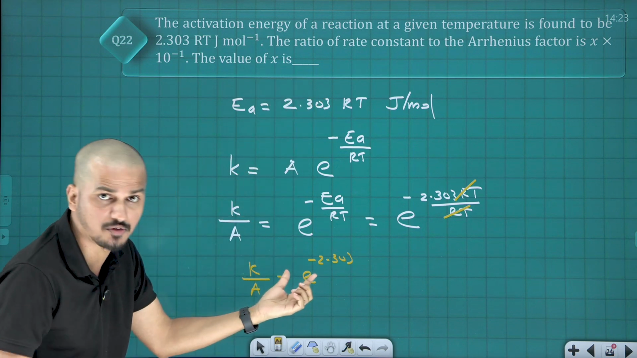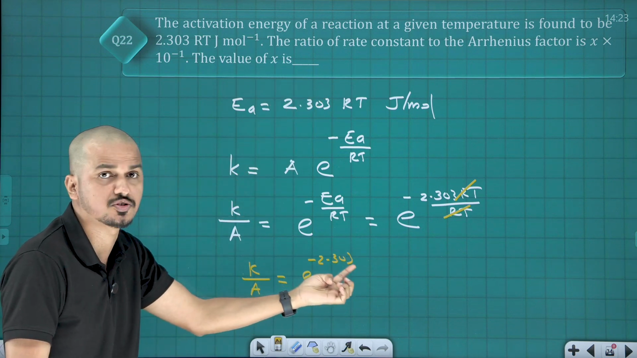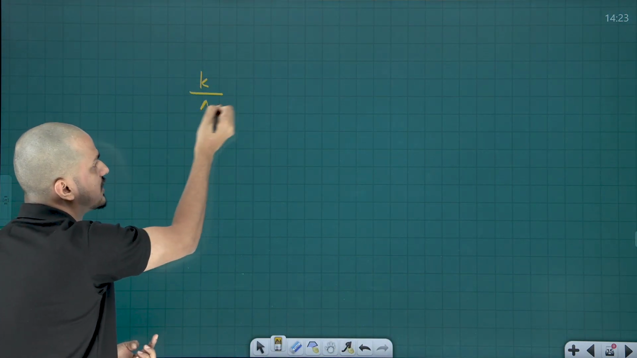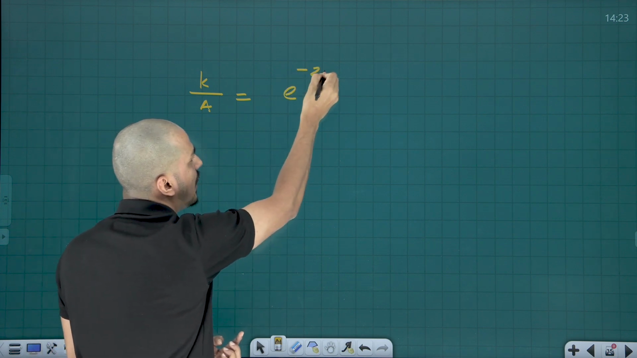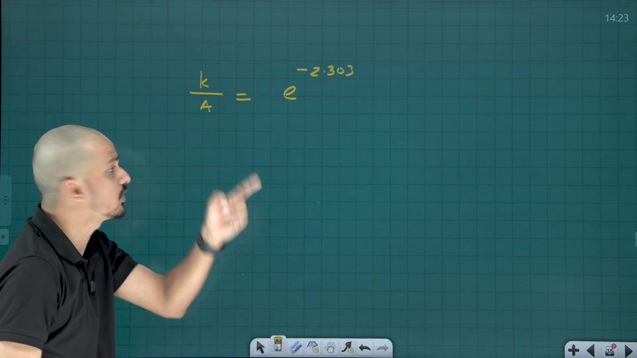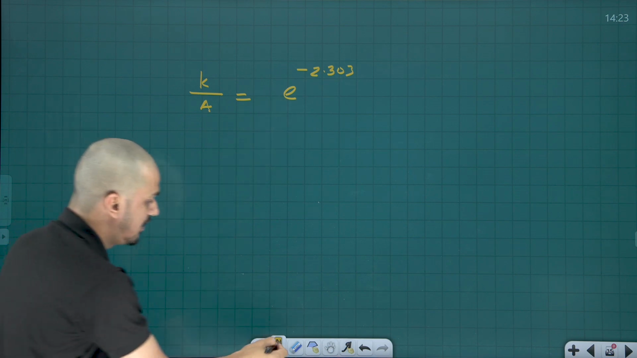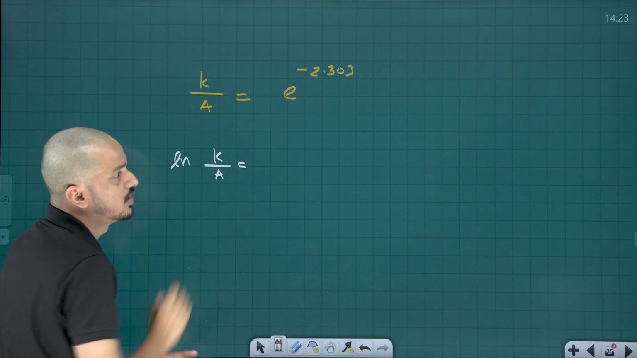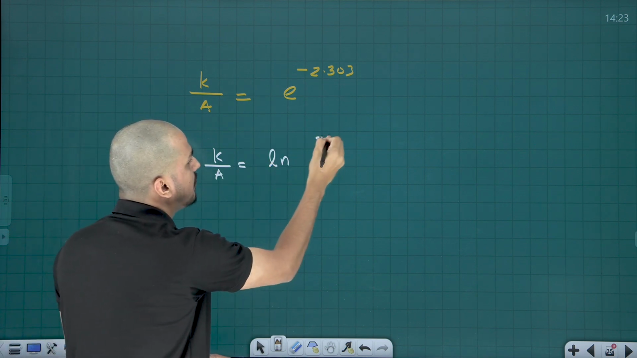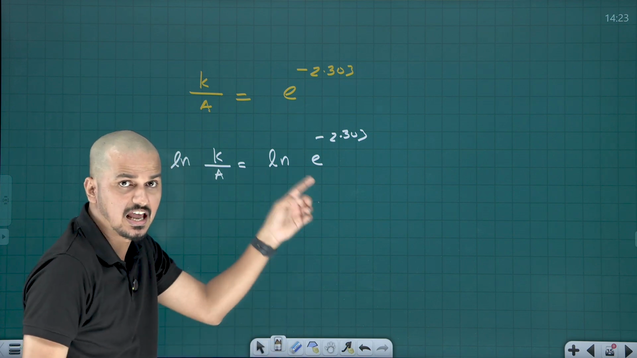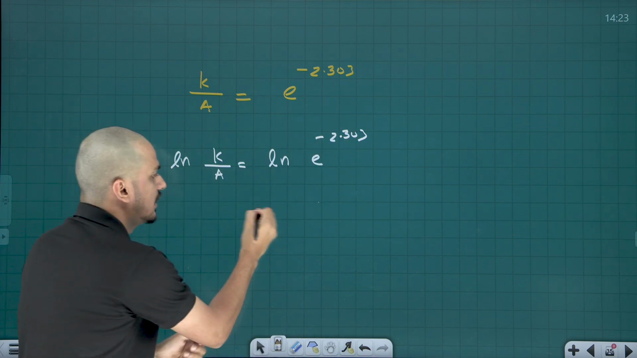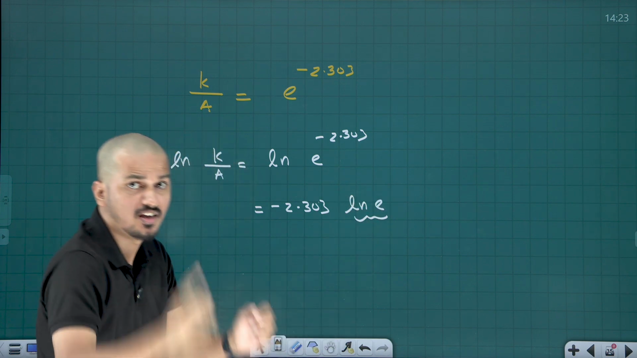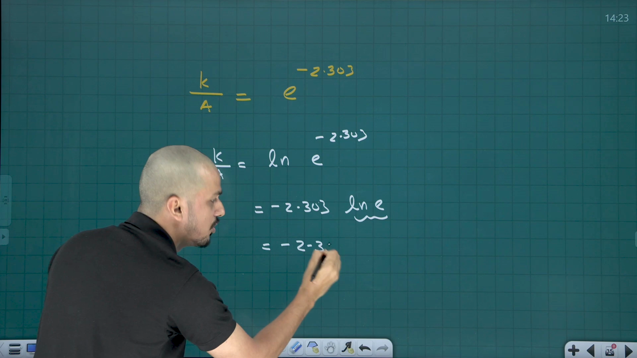So what should I do? I have to reduce the value of e raised to minus 2.303. I will take natural logarithm on both sides because it is e. So ln K by A equal to ln of e raised to minus 2.303. ln of a raised to x means that x will come out. That is equal to minus 2.303 into ln e. What is ln e? 1. So that is equal to minus 2.303.